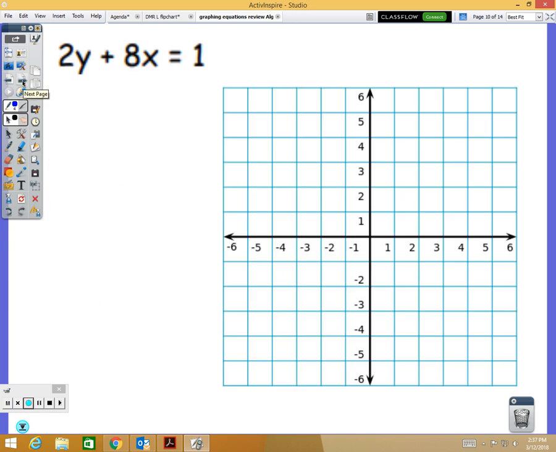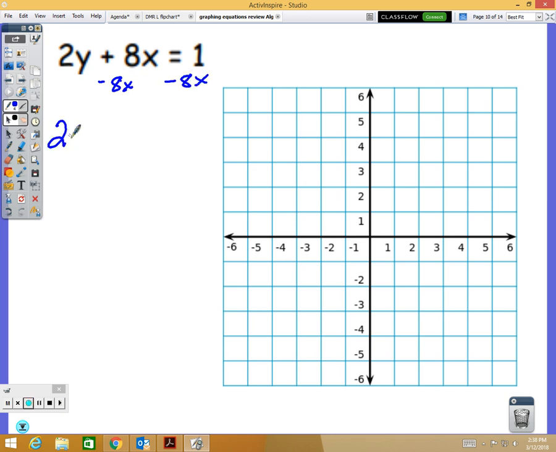So looking at this equation, y is obviously not by itself. The very first thing that we need to do is move this plus 8x over to the right-hand side of our equation. So just like solving an equation, how would I get rid of it?